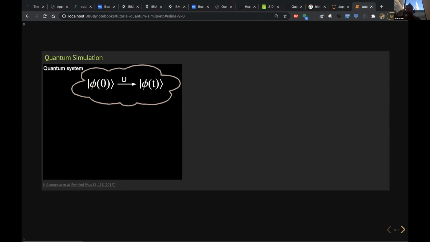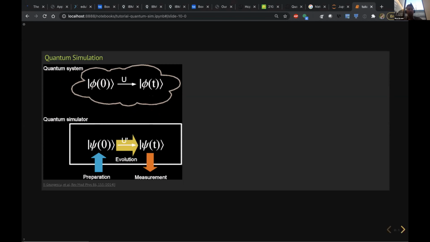So if I want to understand that system, it's very hard to go in and inspect it at different points because you're going to alter the configuration of it. So what you might want to do instead, and this is what Richard Feynman really wanted to use quantum computers for, is you want to do quantum simulation by looking at what a simulator can do.